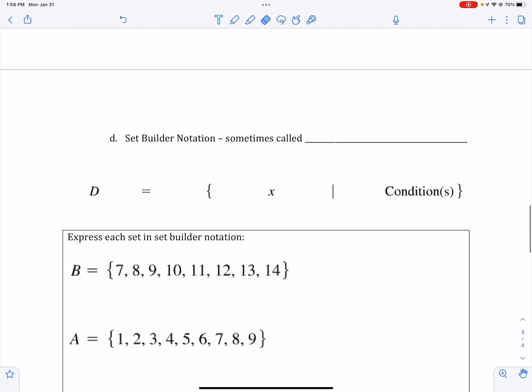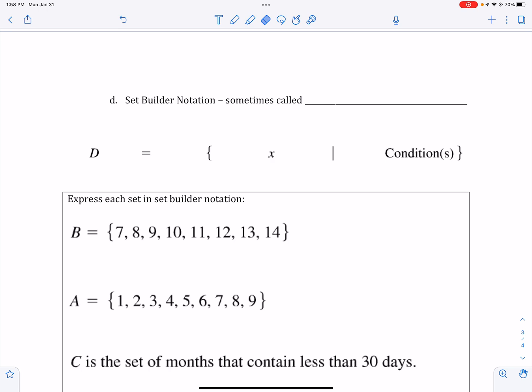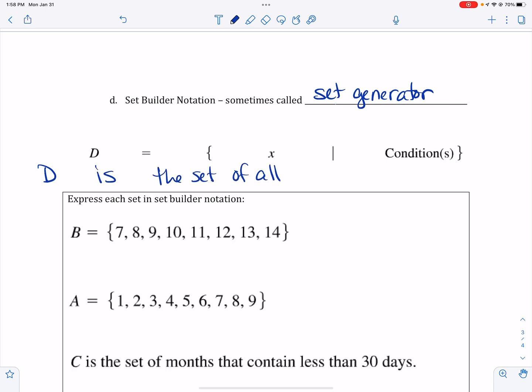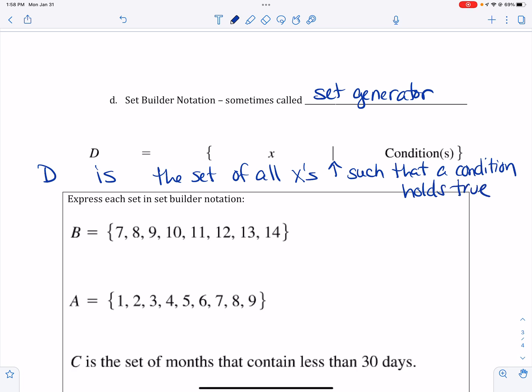All right, the last type of set that we're going to look at is called set builder notation, sometimes called set generator notation. And this is read like this. Let's start over again. We'll say D is the set of all x's, and that line right there is read "such that" a condition holds true. Okay, so we have to have some condition which determines whether the element is in the set or not.